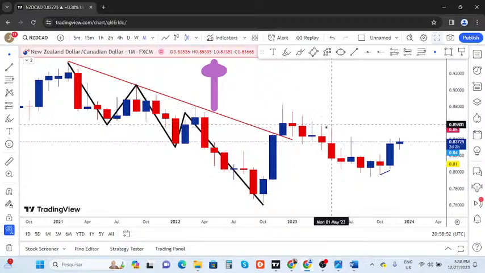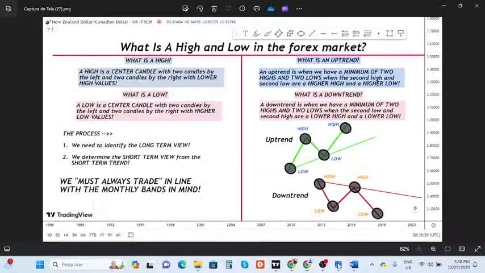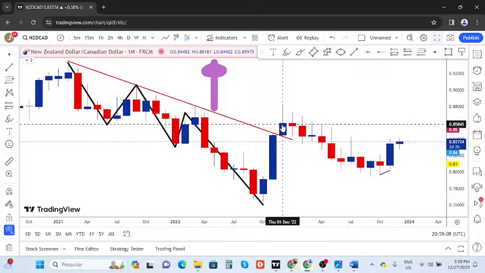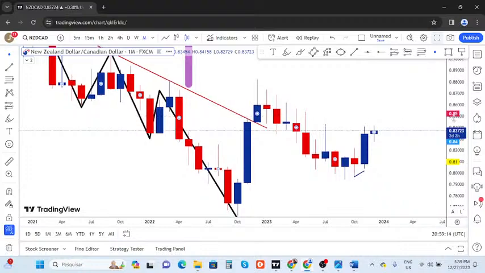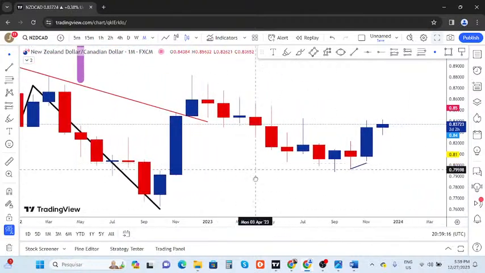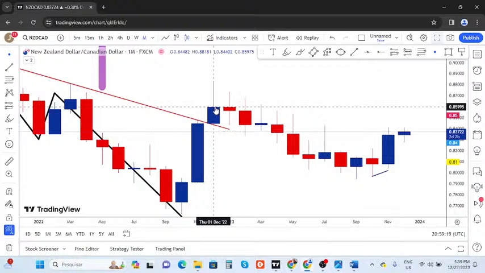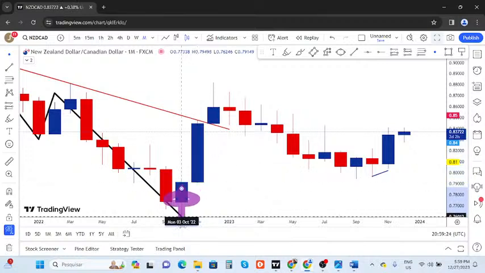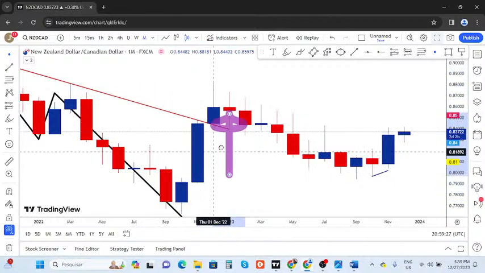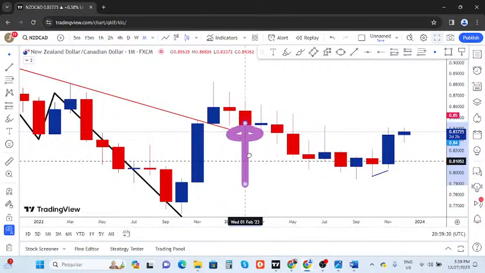Now we talk about the definition of a high. What is a high? A high is a center candle with two candles by the left and two candles by the right, with lower high values. Now let's go to the chart and quickly look at that. This is a center candle right now. You all agree with me that this is a center candle here. Now if we look at right here, we have two candles by the left, no doubt. We have this candle 1, this candle 2 by the left. We also have this one by the right, and we also have this one by the right.